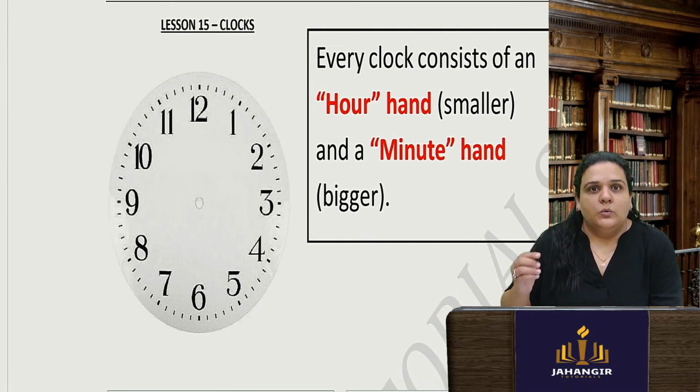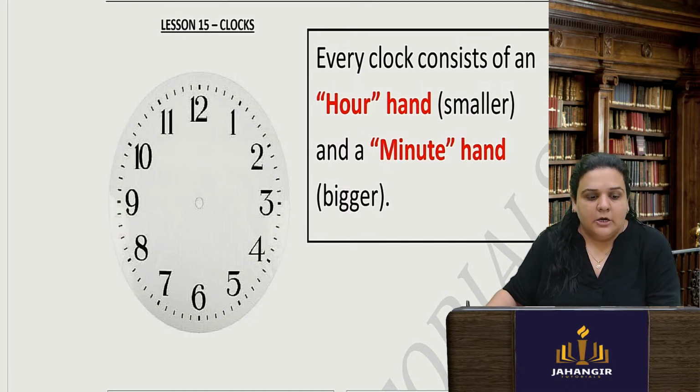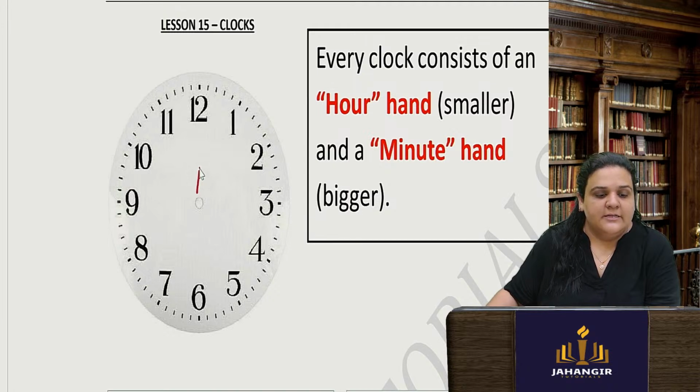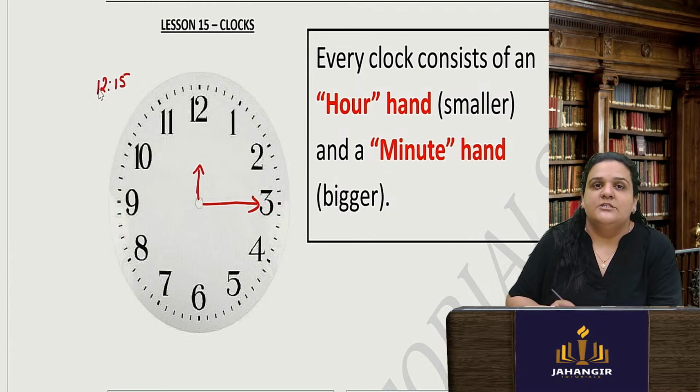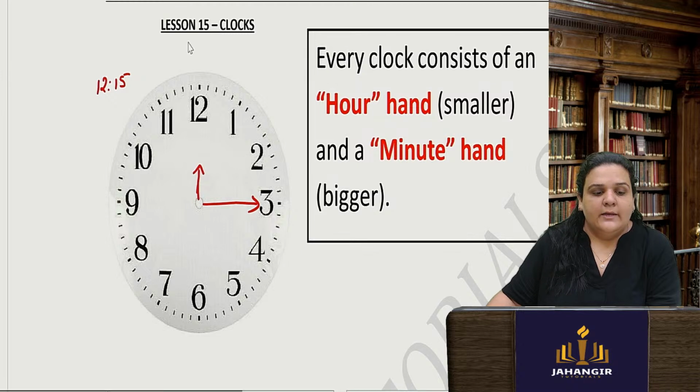We all know that in the clock there is one hand which is known as the hour hand and one hand which is known as the minute hand. If there is something like this in the clock and I ask you what the time is, you will tell me, ma'am, it is 12:15. It is 12 o'clock, 15 minutes past 12. So we have two hands, one is the hour hand and one is the minute hand.